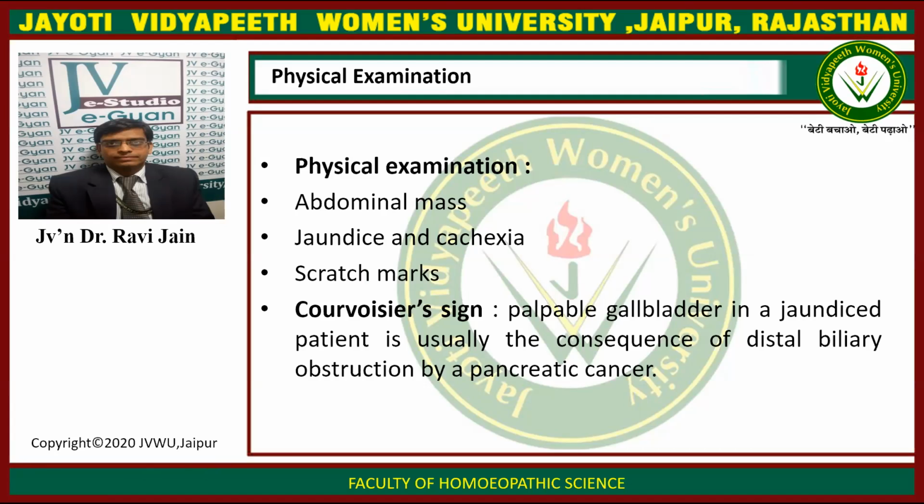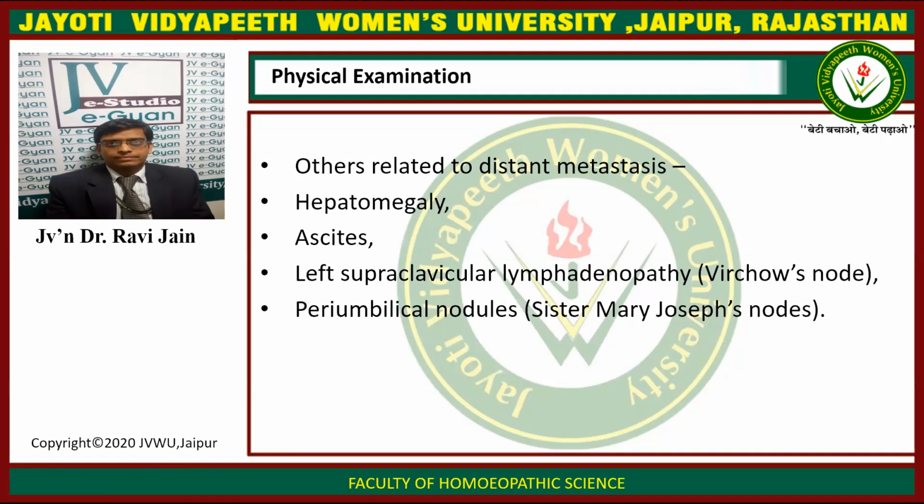Courvoisier's sign consists of a palpable gallbladder in a jaundiced patient. It is usually the consequence of distal biliary obstruction by pancreatic cancer.